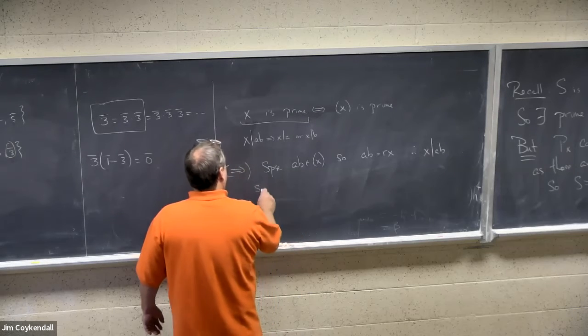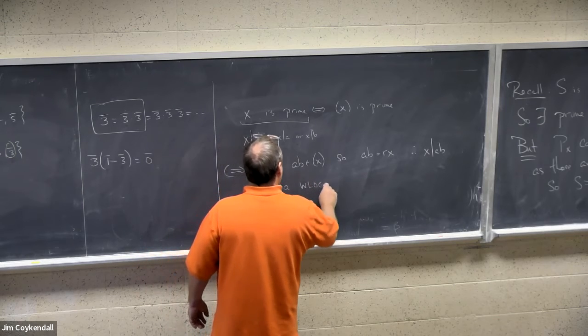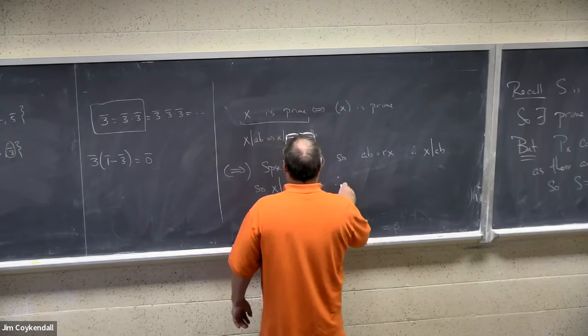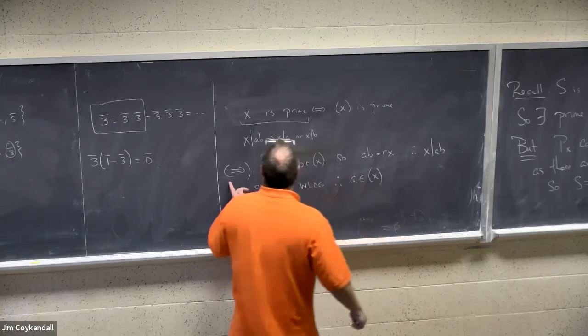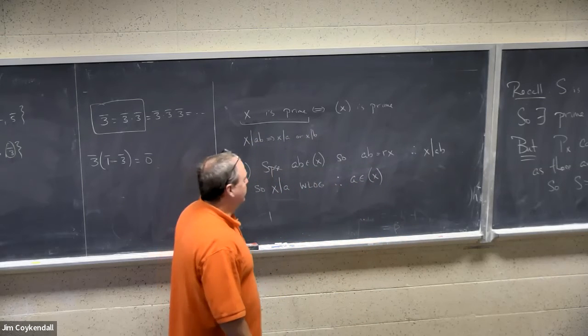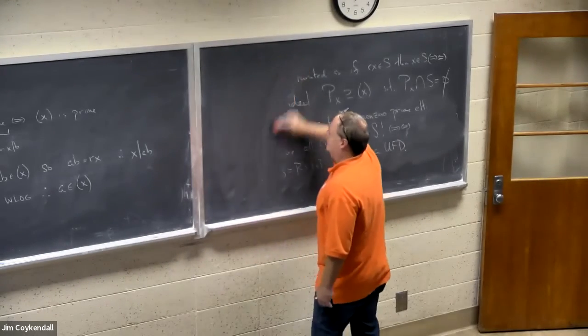So X divides A without loss of generality. Therefore, A is in the ideal generated by X. So yes, this direction, no problem. What about the other direction?